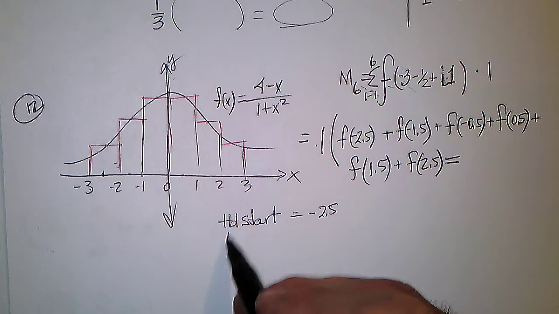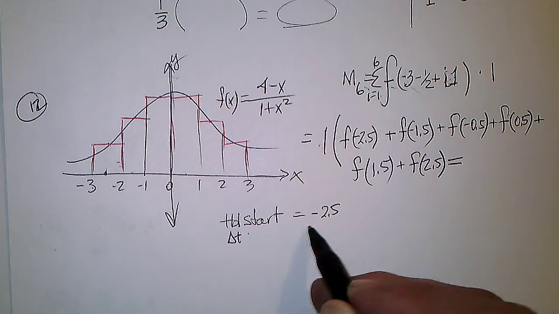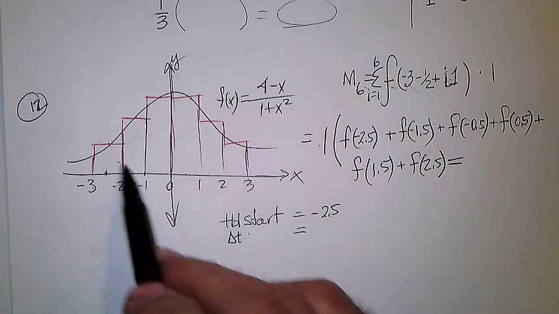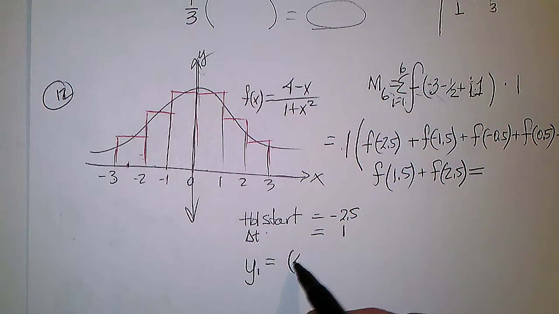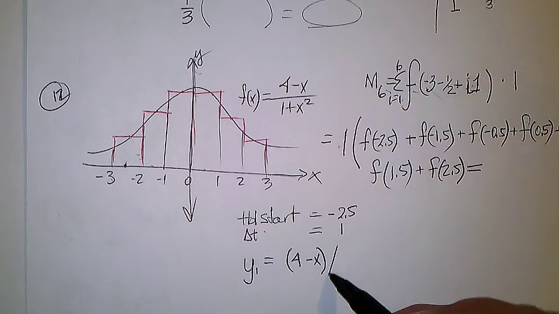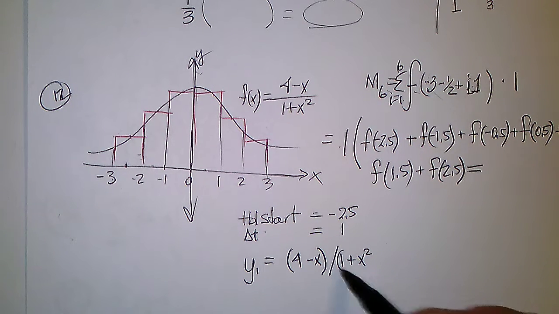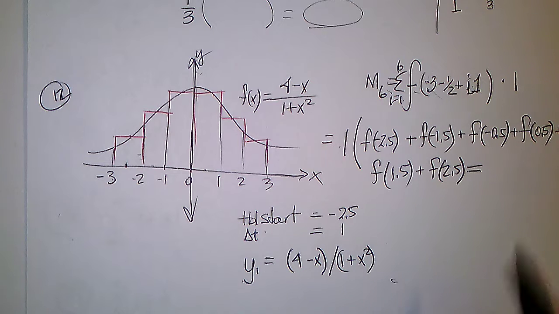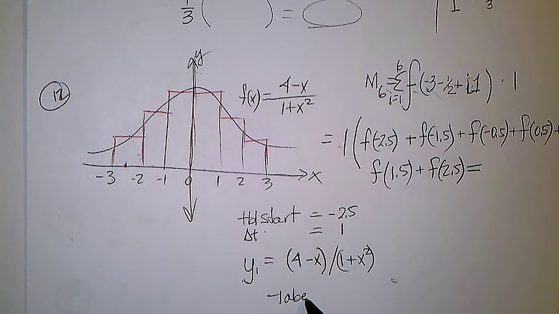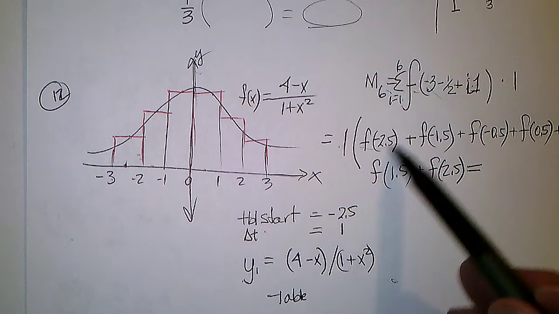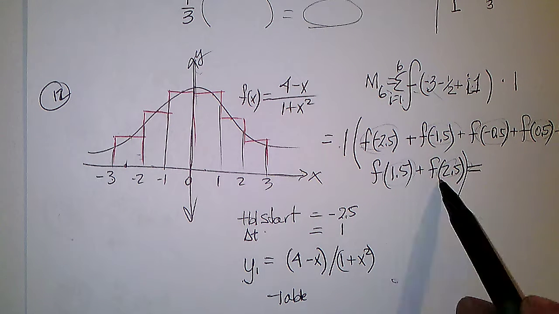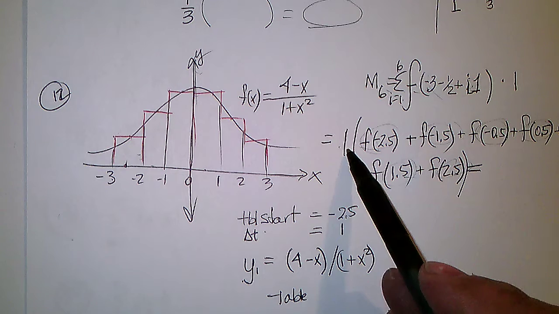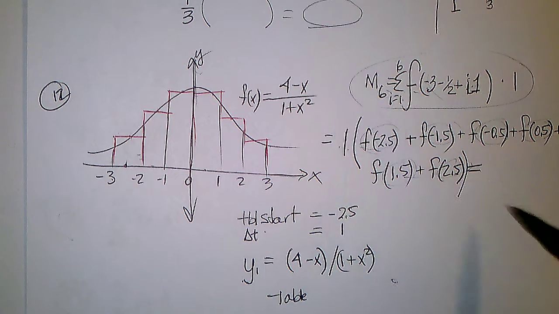-2.5, and the change in the table should be each time I'm stepping up 1, and then I plug that into y1. I would plug in this equation, (4 minus x) divided by (1 plus x squared), all of that in parentheses. And then I would go to table, and it should give me all these values and more. But that's all I need, so then I'd add them up and take it times 1, and I'll figure out what they wanted me to figure out.